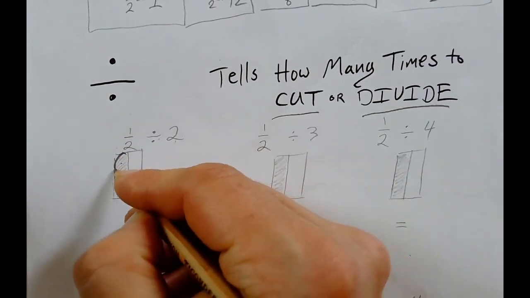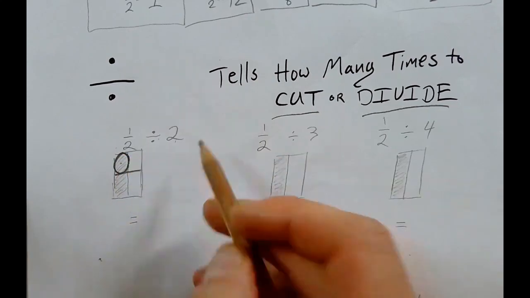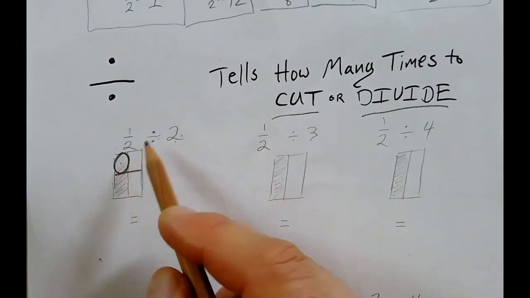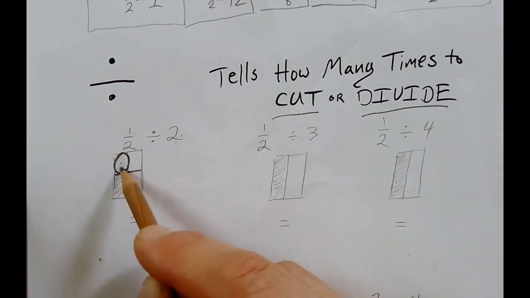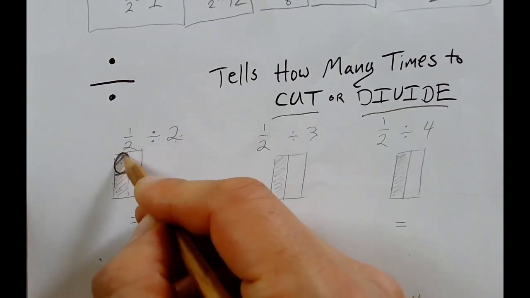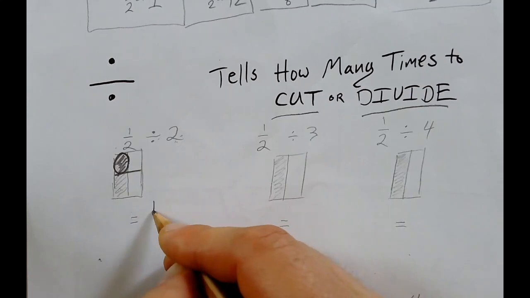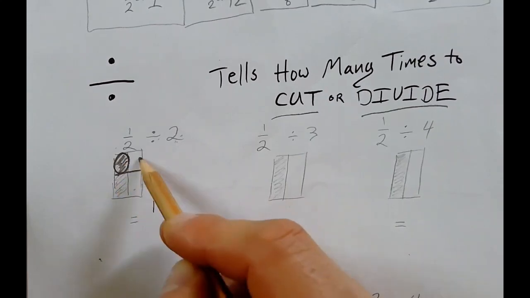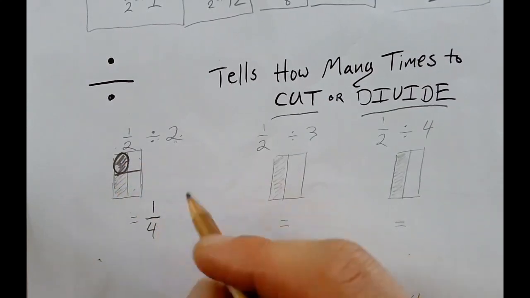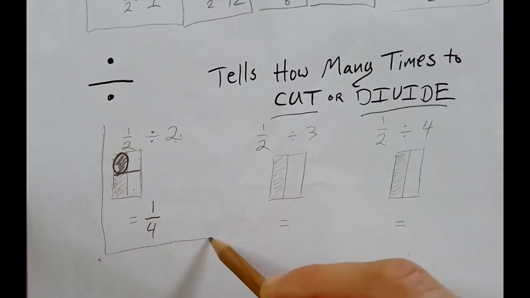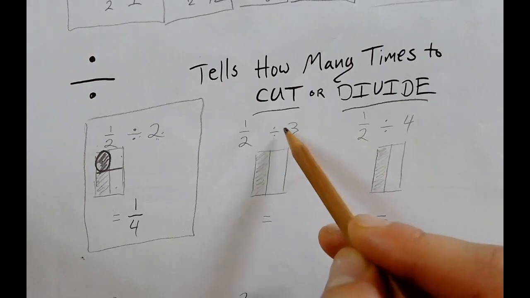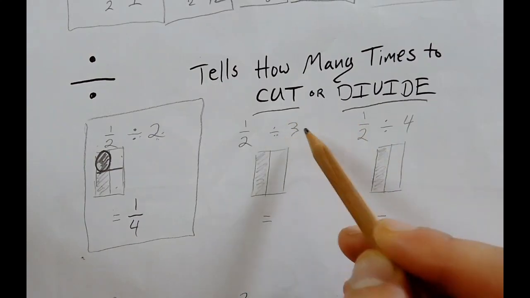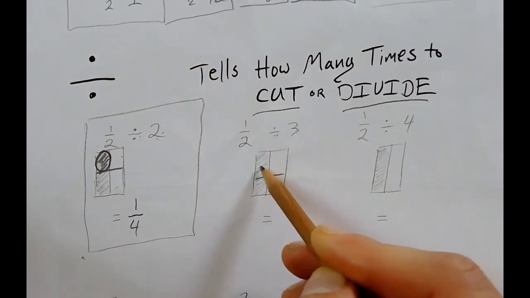What is this new piece size I have? It's twice as small, right? This 1/2 cut up 2 times, divided into 2 pieces. Well, my new piece size, I still just have 1 piece, and the new size of the piece is 1/4. Let's look at our next example. Here is 1/2 cut or divided up 3 times. There it is 3 times.